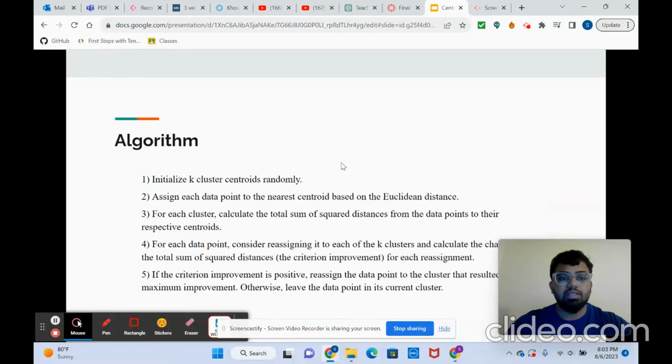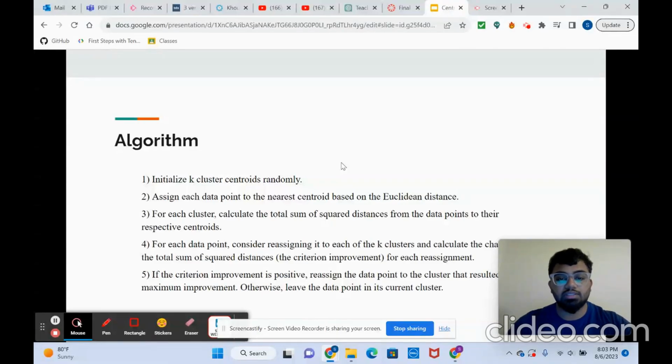So basically, we initialize k cluster points randomly, and then we assign each point to the nearest centroid based on the Euclidean distance, which is a formula to calculate the distance between 2 points in space. And then for each cluster, we calculate the total sum of squared distances from the data points to the respective centroids, which is going to be an entire sum of all the distances. And then for each data point, we consider reassigning it to k clusters and calculate the change in the total sum of the squared distances.